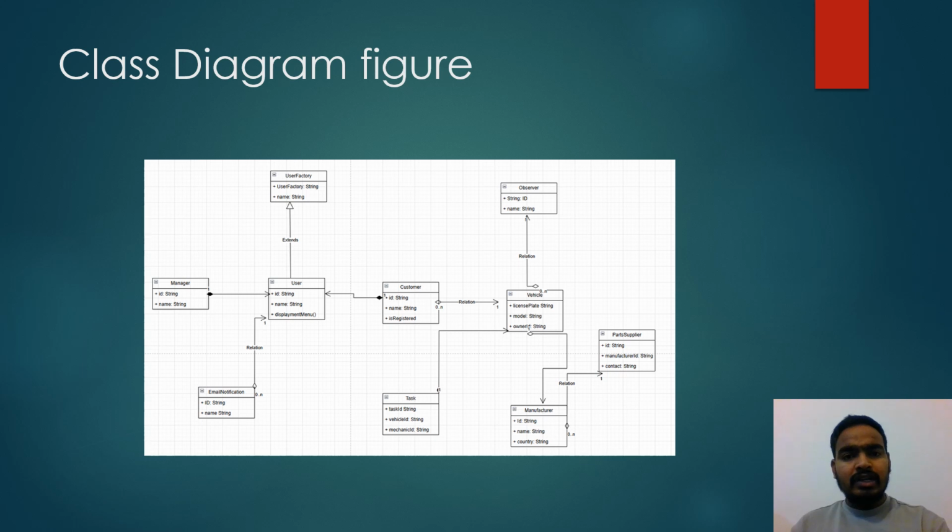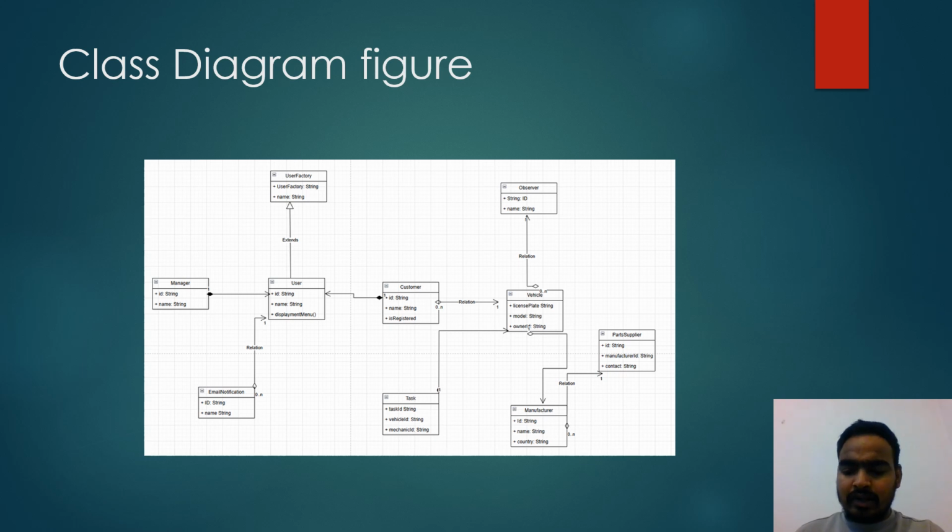This slide illustrates how object oriented principles like inheritance, association, and encapsulation are applied to create a modular and maintainable system. The key classes in the system are: User, the base class for all users of the system, and the manager is a subclass of the user. The manager is responsible for administrative tasks like customer registration, task assignment, and supplier management.